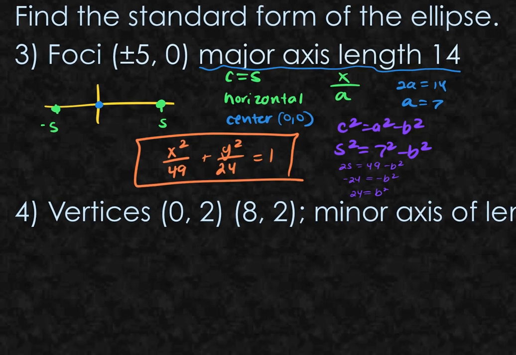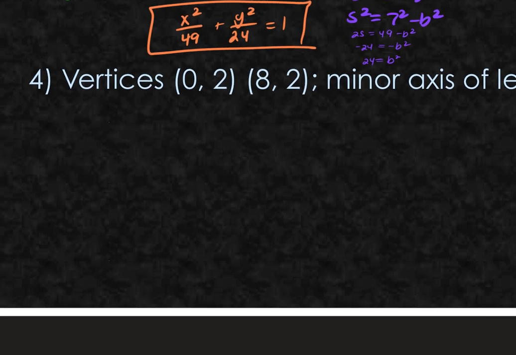All right, 4. Vertices 0, 2, and 8, 2. So 0, 2 goes up 2. 8, 2: 1, 2, 3, 4, 5, 6, 7, 8, 2. Good. It's horizontal, right?